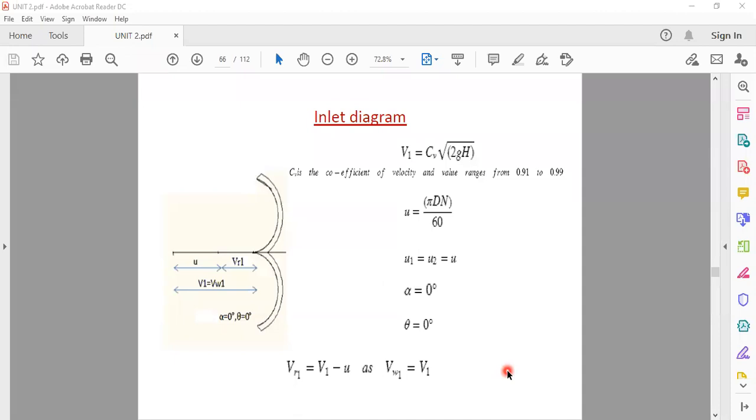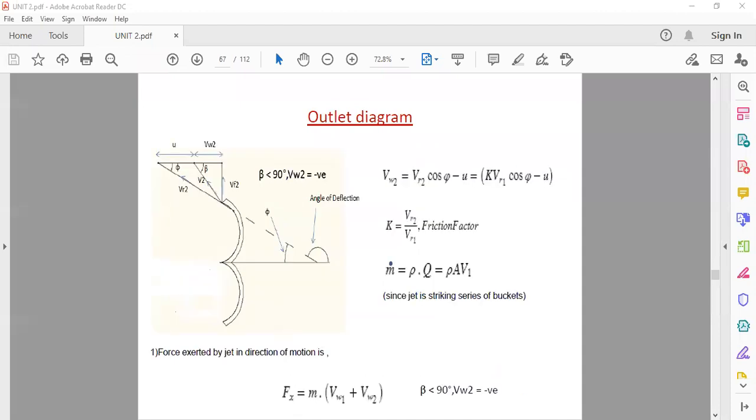U equal to pi DN by 60. U1 equal to U2 equal to U. Alpha equal to 0 degree. Theta equal to 0 degree. VR1 equal to V1 minus U. VW1 equal to V1.